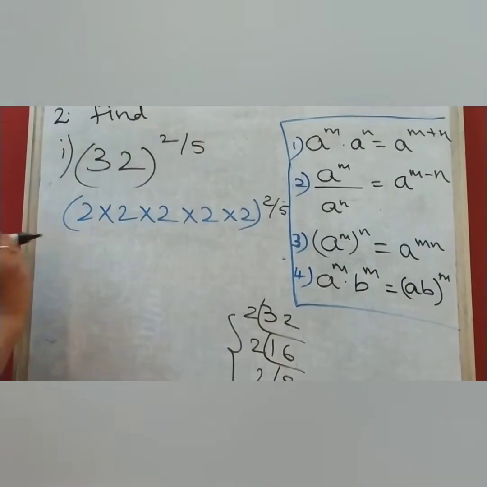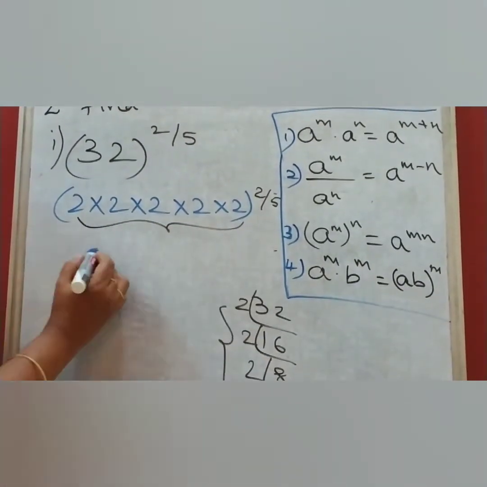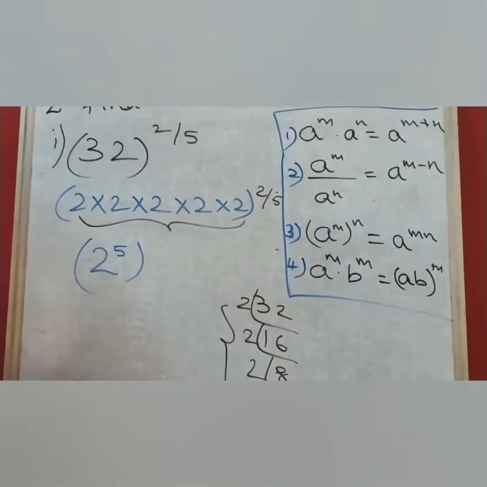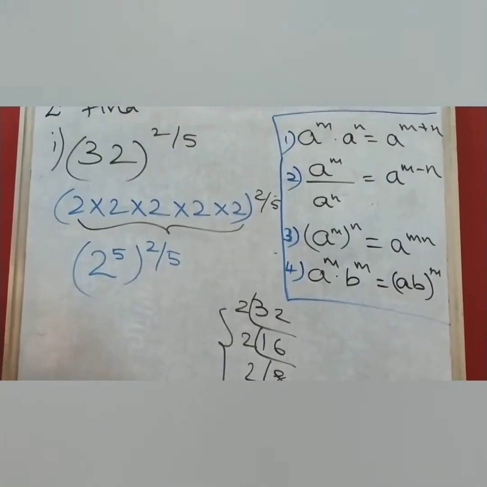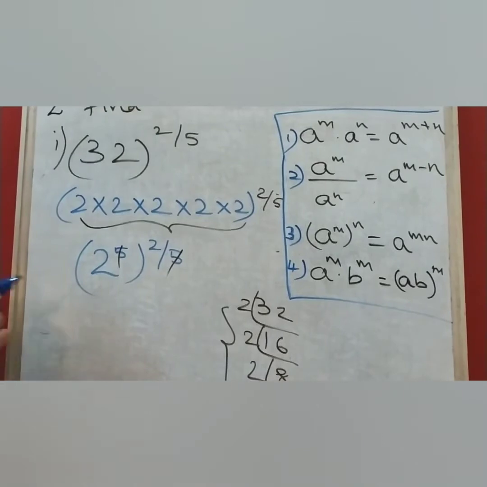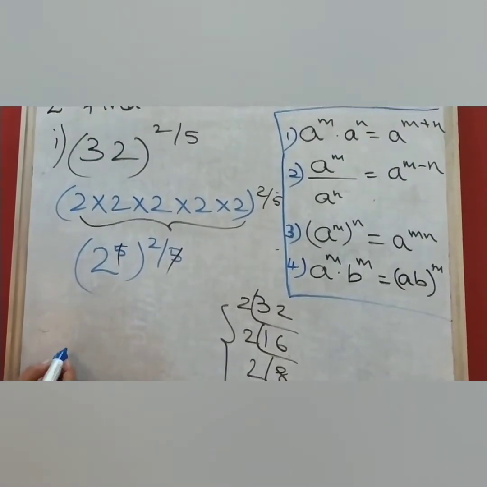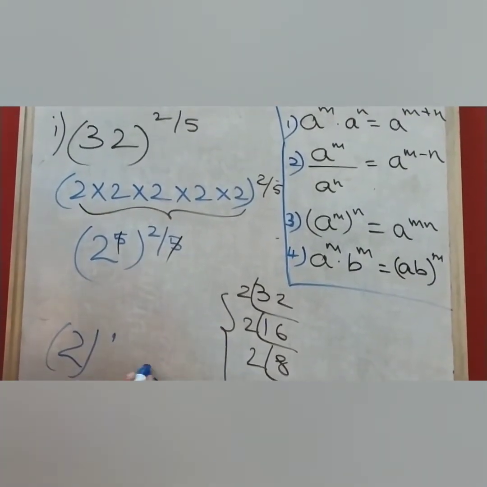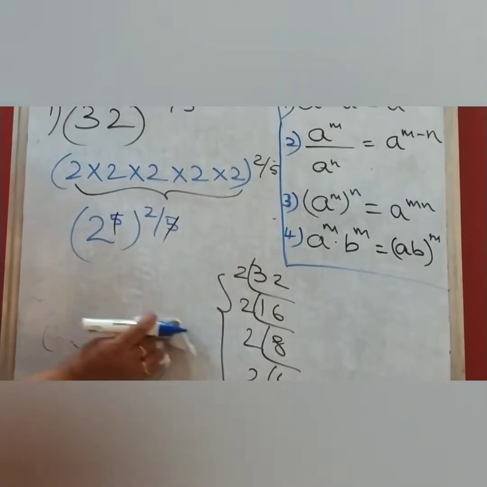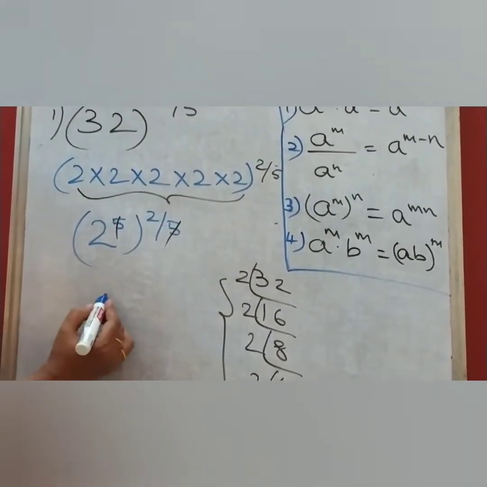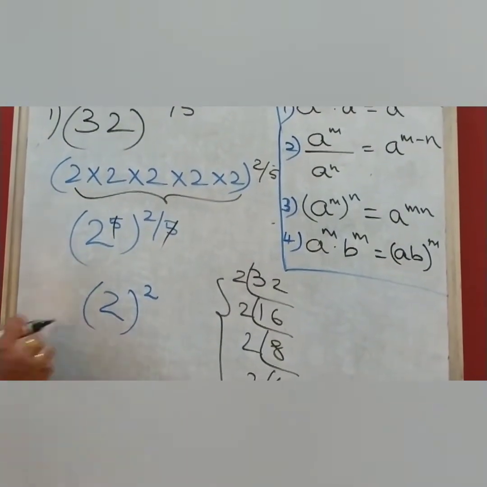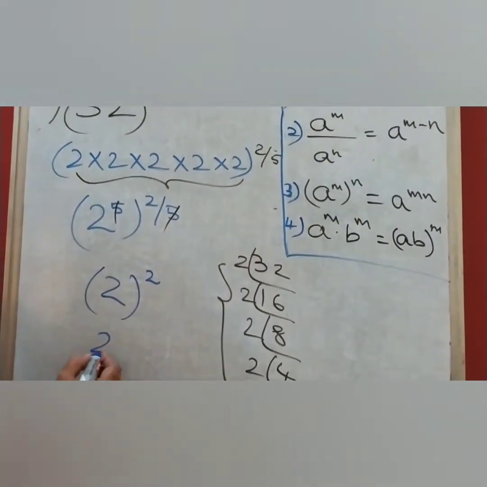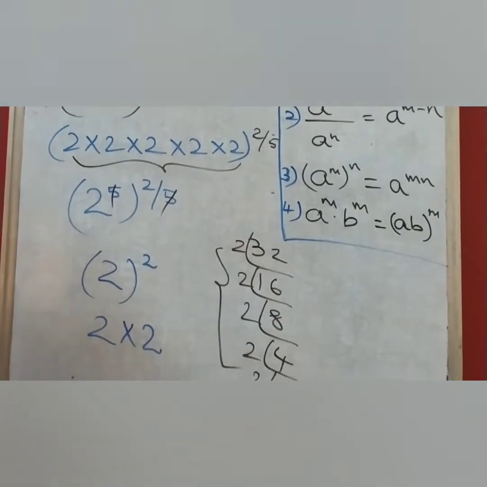So can I write all this as 2 power 5? Yes, 2 to the power of 2 by 5. These are powers, children. 5 cancels. What is left? In other cases, we saw 2 power 1 was left, 5 power 1 was left. But here there is a power which is left, which is 2 square. What is 2 square, children? This is nothing but 2 into 2, which is 4.